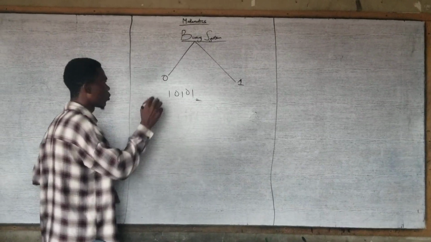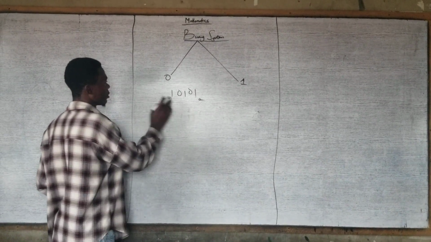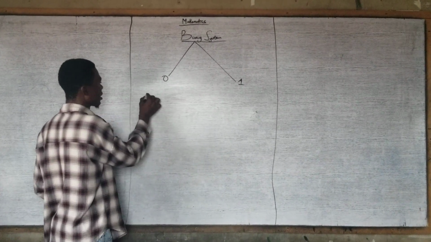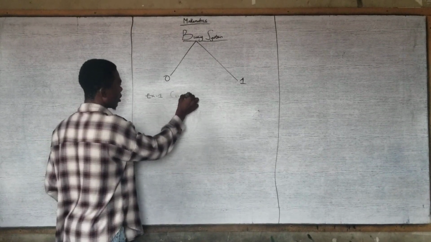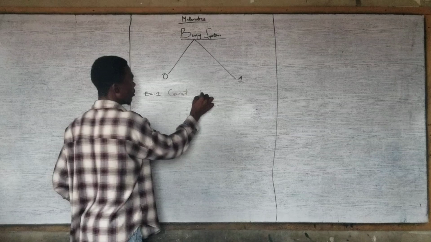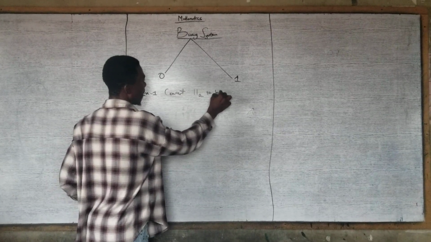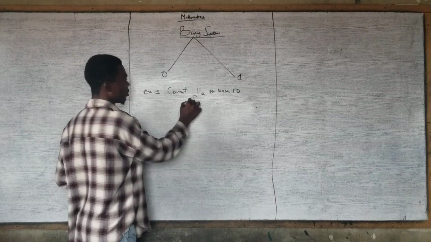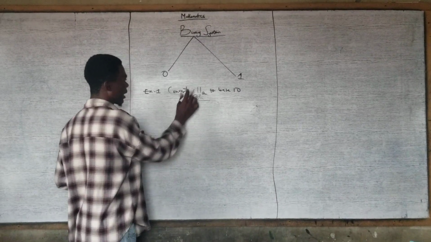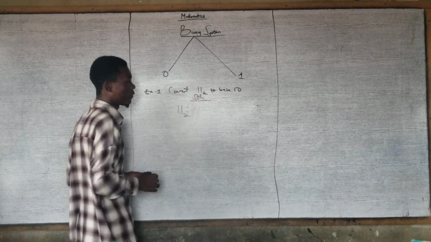Now, the first one. Example 1: convert 11 base 2 to base 10. Solution. The first thing is to write out the 11 base 2, since we are converting it to base 10.